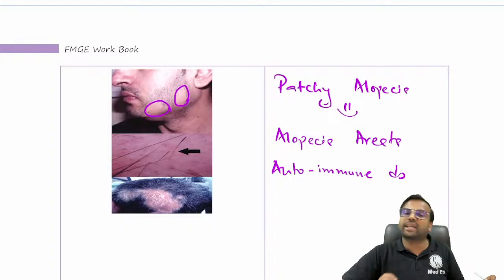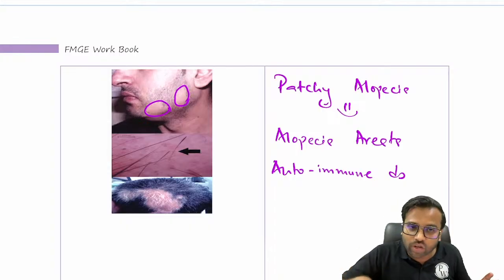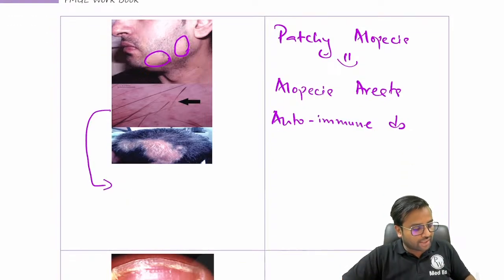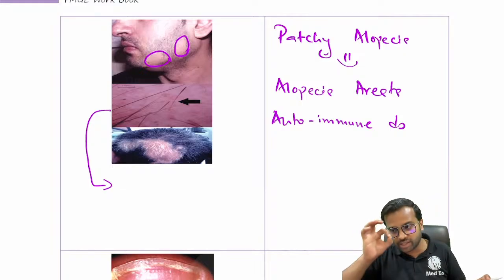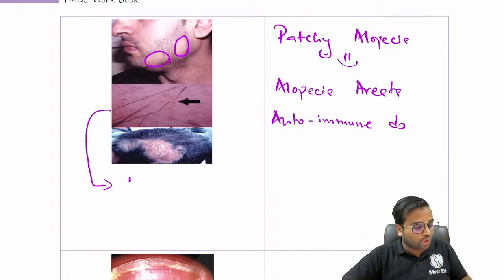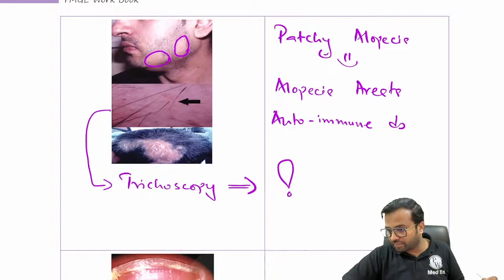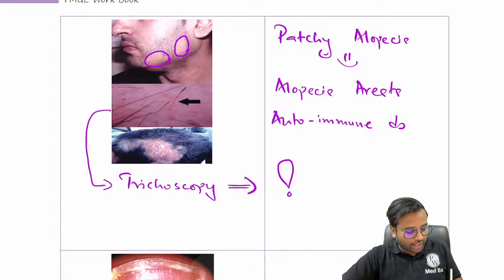Now, what are the second and third images? Because I've given only the very important images in this workbook. So this image is actually an image of trichoscopy, isn't it? Where you can see it under a microscope. So in trichoscopy, what you can find is the hair becomes something like this. What is that? Yes, I'm getting the answer here. This is called an exclamation mark sign.